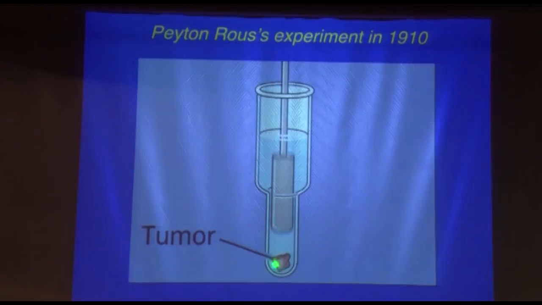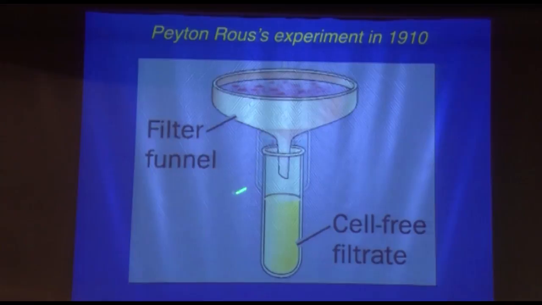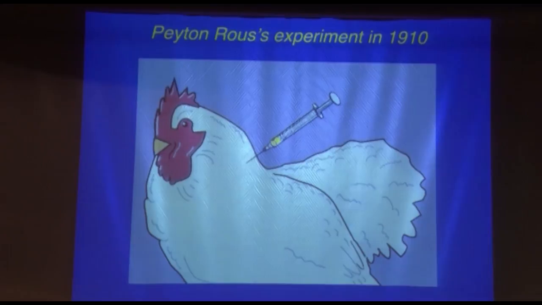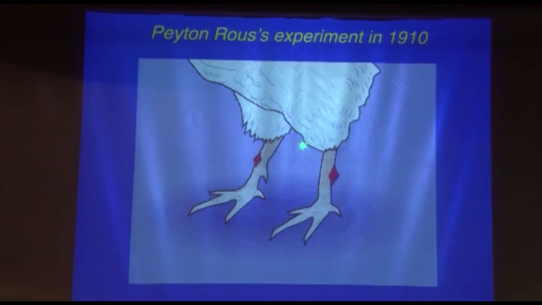So that's what this little movie is showing. He's crushing up the tumor and grinding it up. And then he takes whatever this crushed up material is and he filters it through a very fine filter, which is so fine that bacteria cannot go through it. And then he injects it into a healthy animal, and they get tumors.